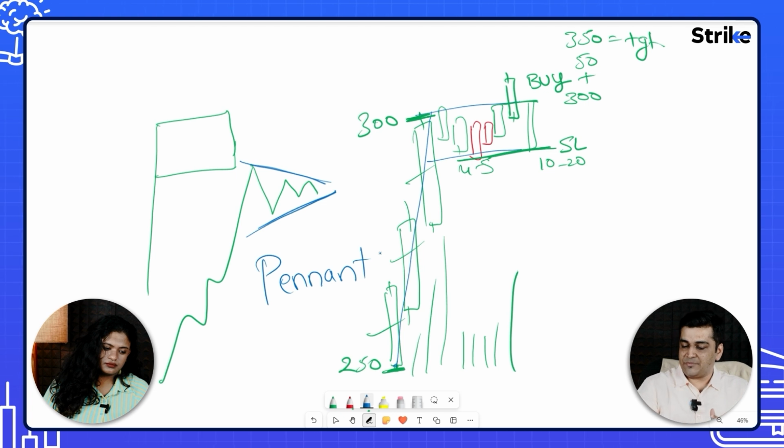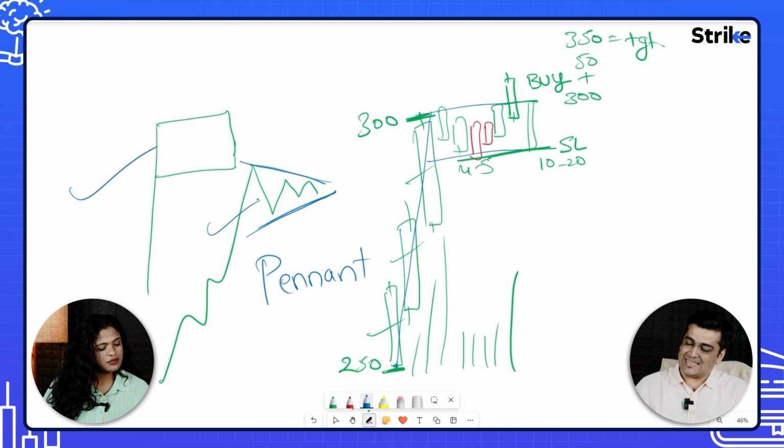So you have a flag. This is a flag pattern. This is a pennant pattern. Though both of them mean the same. They are trend continuation patterns. Is there any major difference between the two? No, there is no major difference.